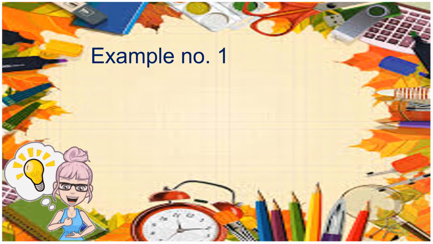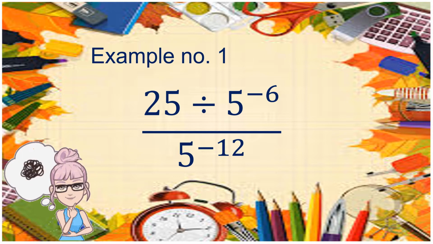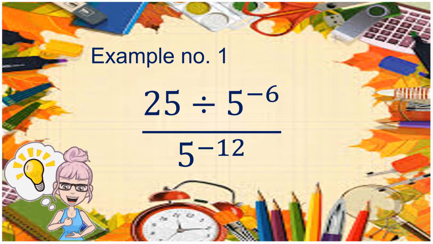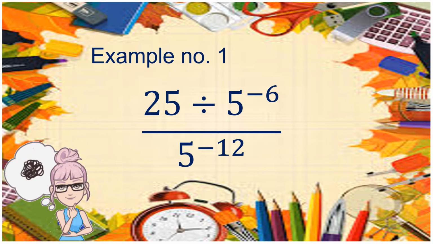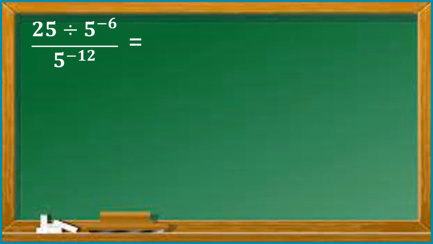Let us have example number 1. Supposing we need to find 25 divided by 5 to the negative 6 over 5 to the negative 12. Here is the solution. In doing this, first we are going to rewrite 25 to the base 5, which is equal to 5 to the power of 2 divided by 5 to the negative 6 over 5 to the 12th power.